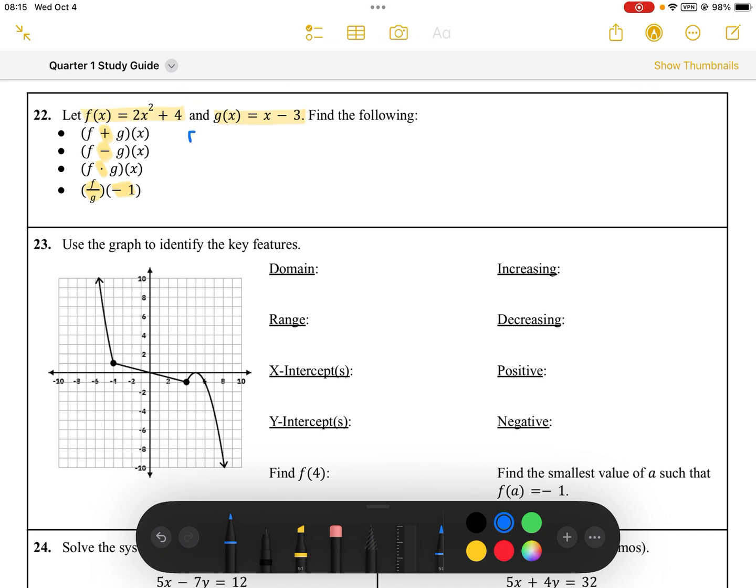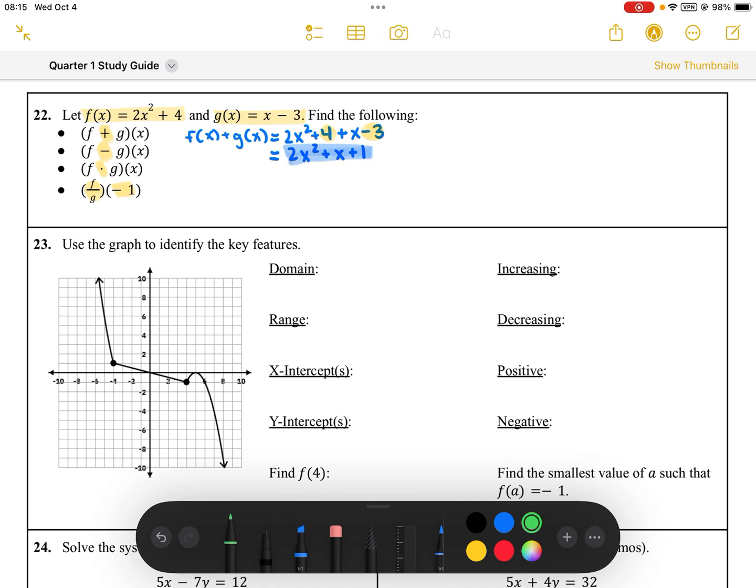So f plus g of x means I'm going to take f of x and I'm going to add g of x to it. So f of x is 2x squared plus 4, and I'm going to add x minus 3. Now I need to simplify my answer by combining like terms. So my like terms here are the 4 and negative 3. So I'm still going to have 2x squared plus x. 4 minus 3 will give me 1. So my answer here is 2x squared plus x plus 1.